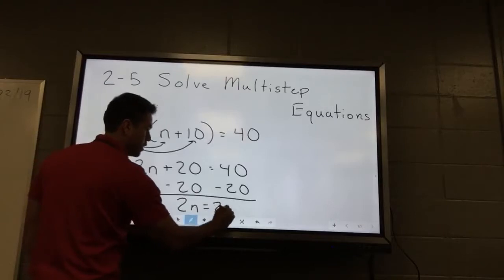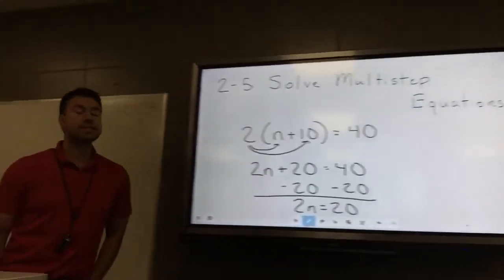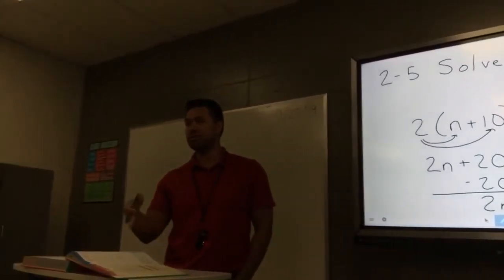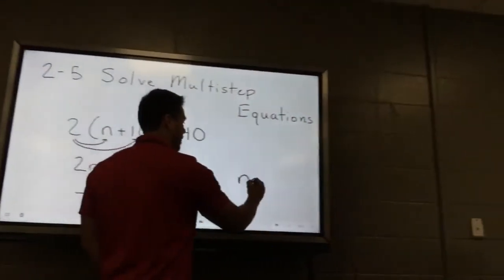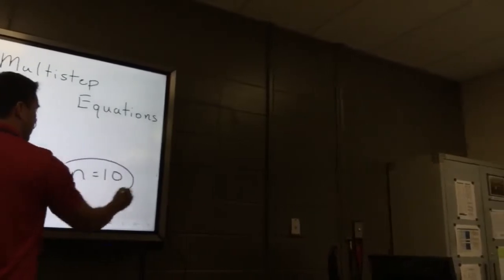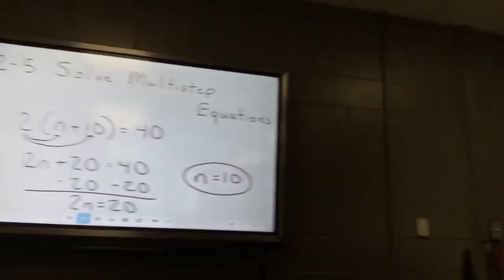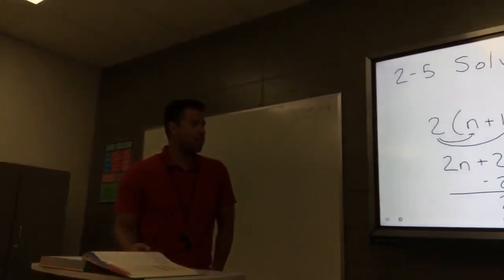2n equals 20. Okay, and then what's still happening to n? It's being multiplied by 2, so I should divide both sides by 2, and I'll get my n equals 10. Now, that's my solution. I think n equals 10.